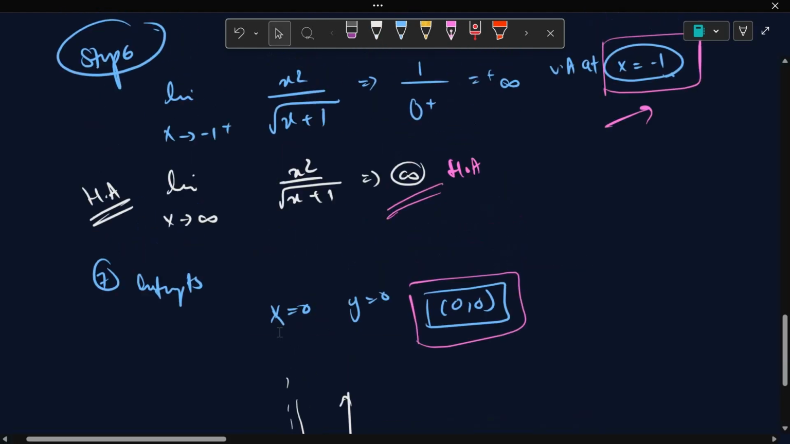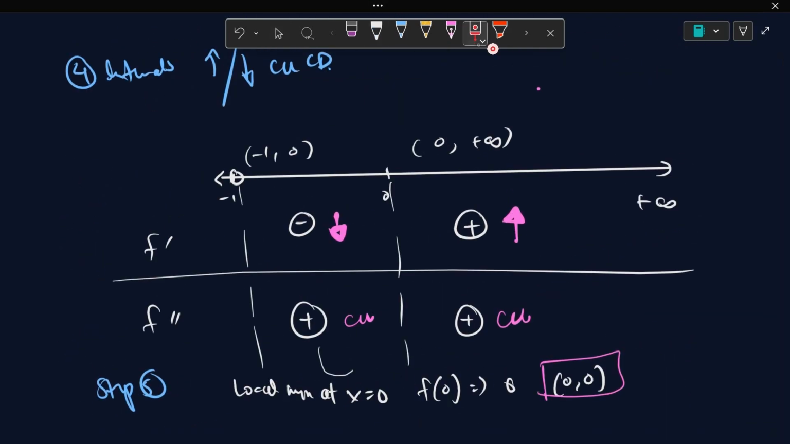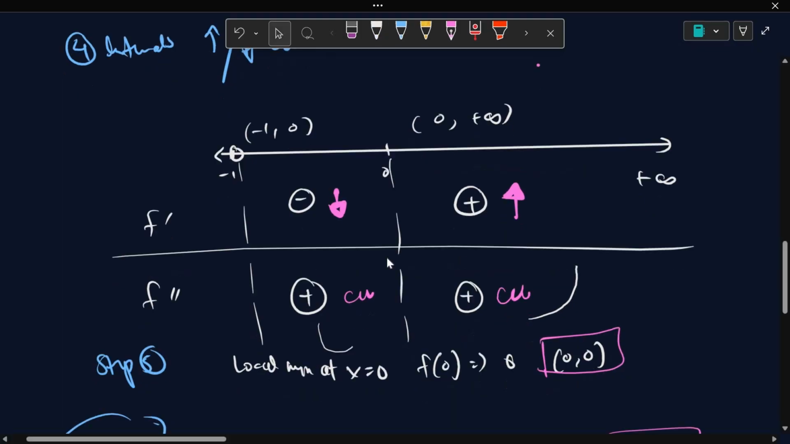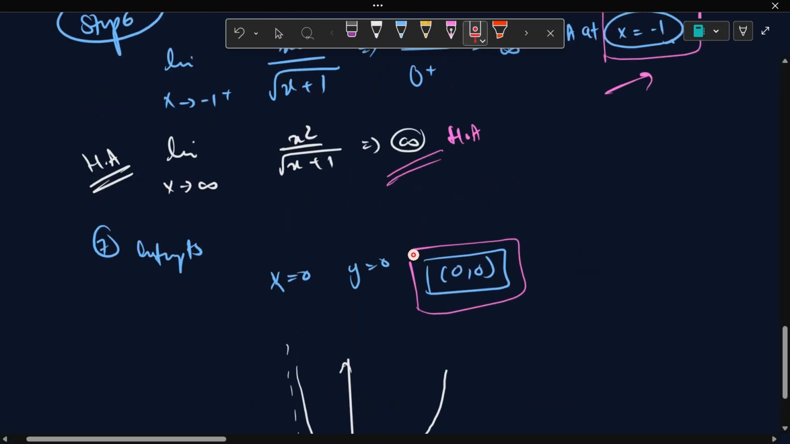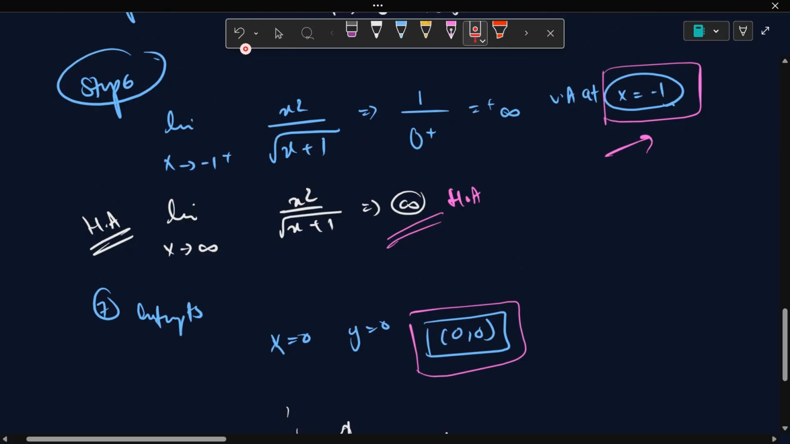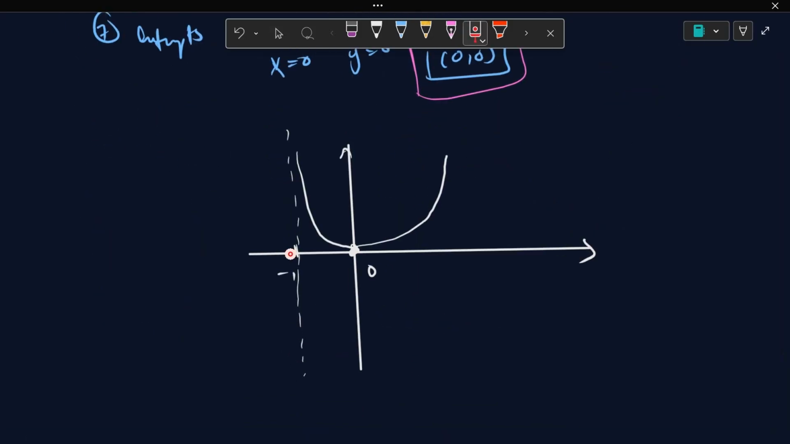Now afterwards, from 0 to positive infinity, my function is increasing and concave up. So my function is going to be increasing and bending upwards, concave up. I know it's going to look like this, and also I know from here that as x approaches infinity, my y is going to approach infinity.